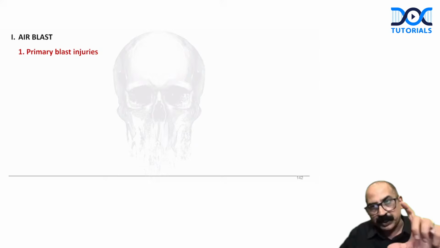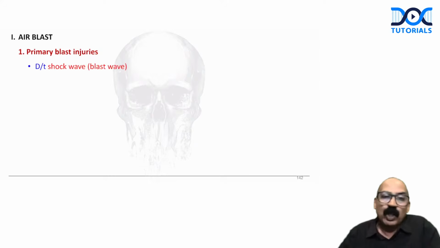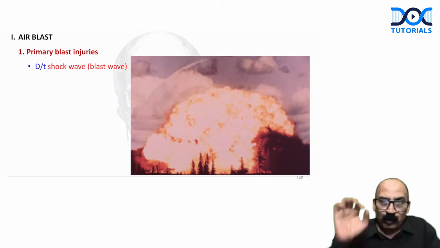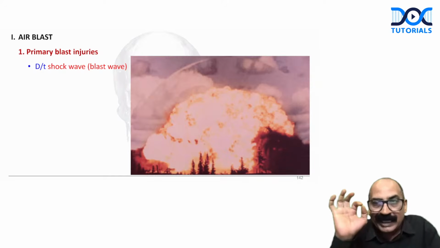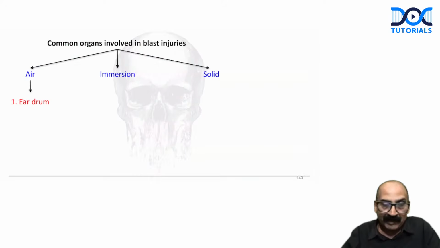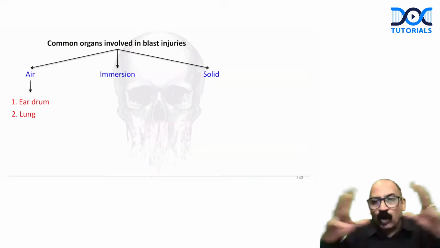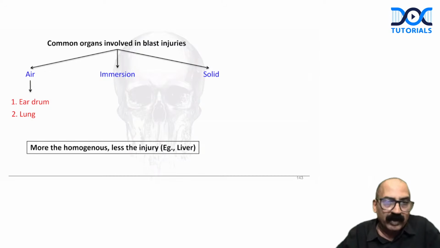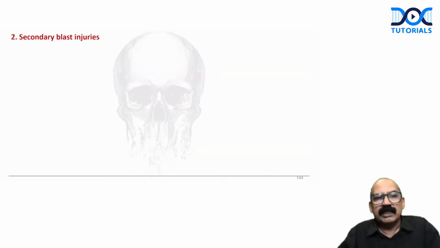Primary blast injuries are due to the shock wave or the blast wave. Most commonly injured organs are air-filled organs, especially the eardrum. And number 2, lung. The more homogeneous, the lesser the injuries. For example, the liver is more homogeneous, so injury to the liver is less. Most common is eardrum. Second is lung.